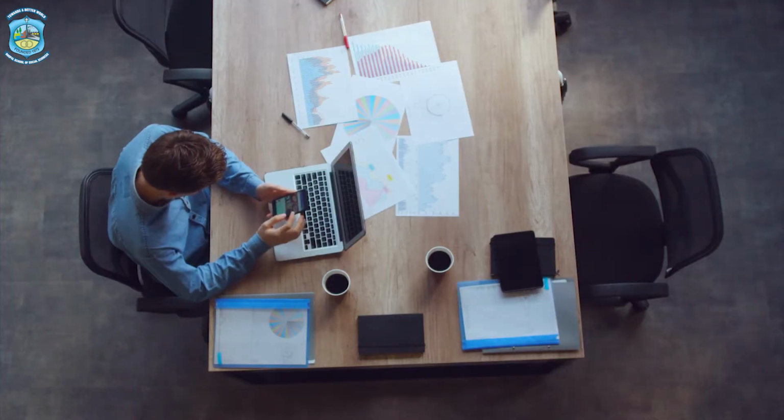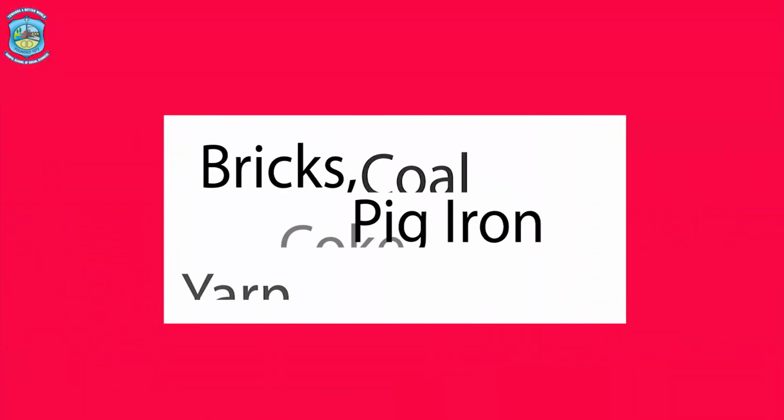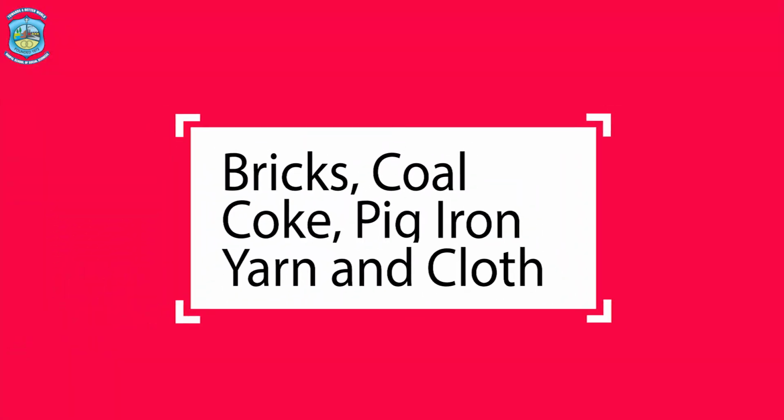When the manufacturer wants to know the total cost of production, he is going to prepare a statement of cost. For example, a manufacturer is manufacturing 1 lakh motorcycles. So when he is going to calculate the cost of production of 1 lakh motorcycles, he is going to make a statement of cost. But when he wants to calculate the cost per motorcycle, he is going to make a cost sheet. Production account is for bricks, coal and coke, pig iron, yarn and cloth, etc.